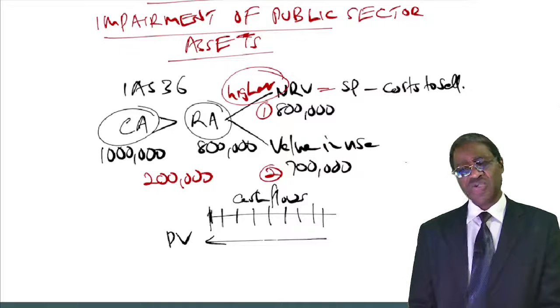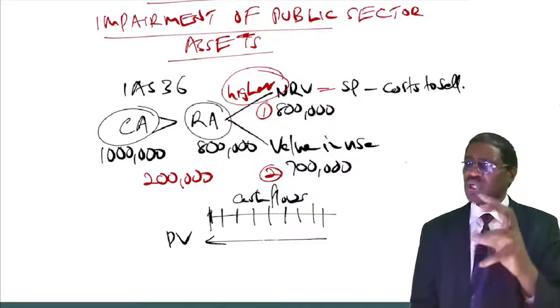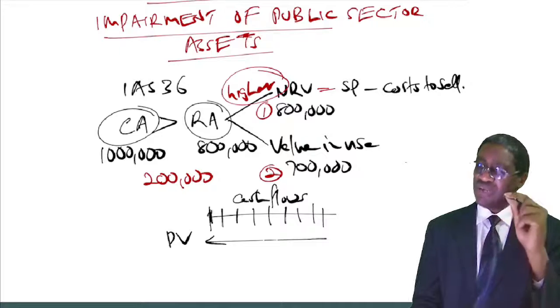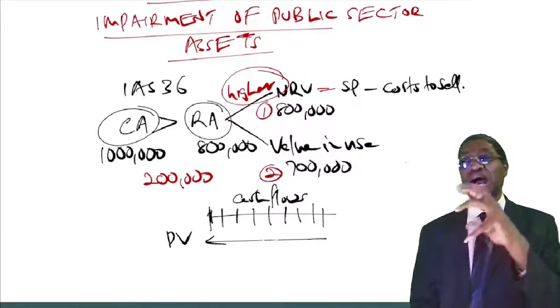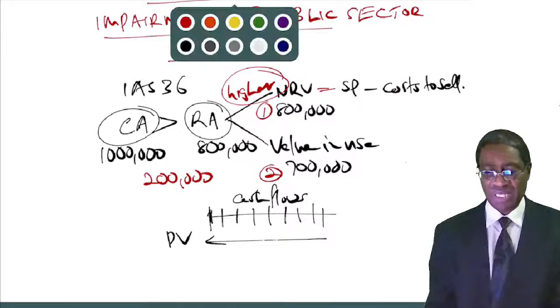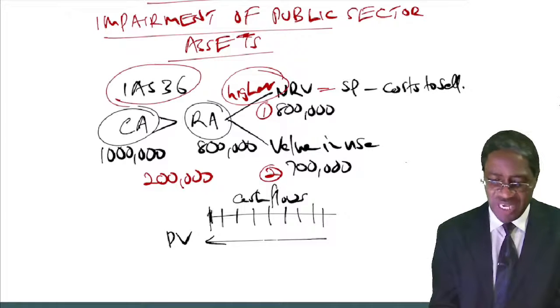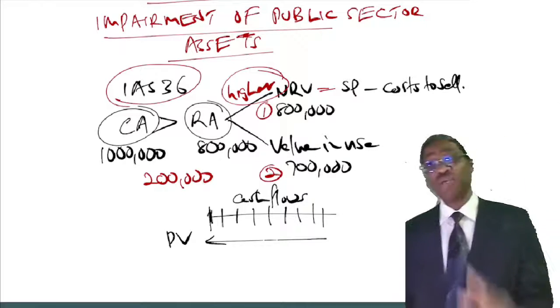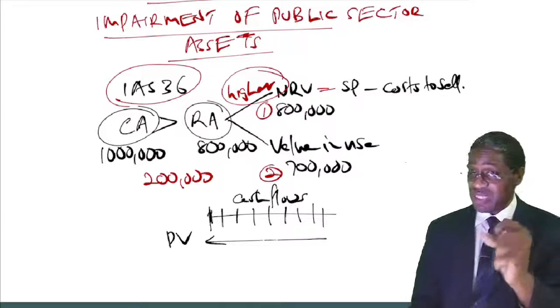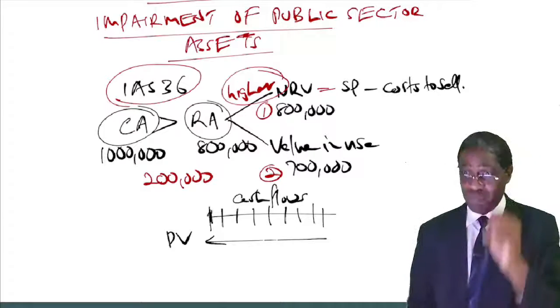Now listen. So I've reminded you what we said concerning impairment of assets under IAS number 36. That is what we did in a topic called impairment of assets, IAS number 36, for a normal business.